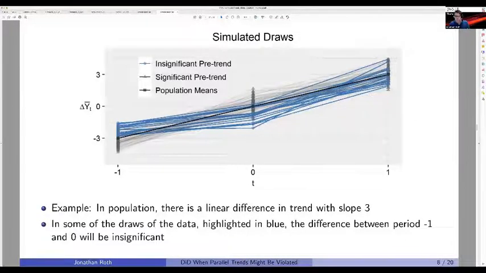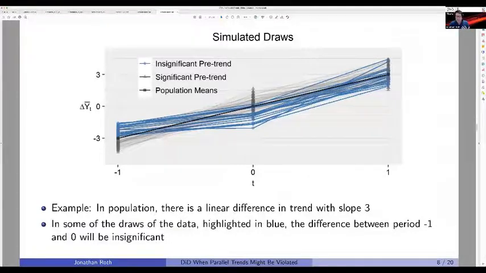And so just because of the noise in the data, in some of these cases, we won't detect a significant difference in trends between -1 and 0. So the trend between -1 and 0 just corresponds with the slope of this line, right? Because we're taking the difference in period 0 minus the difference in period -1. So by construction, the cases where we don't find a significant pre-trend are the cases where this slope in the pre-treatment period that's estimated happens to be pretty flat.